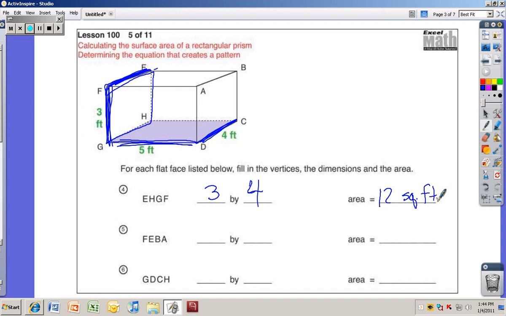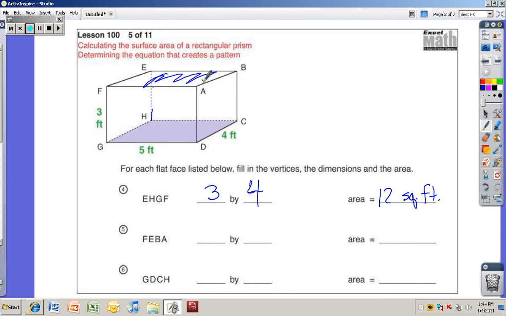FIBA. Let me get the markings off of here. Okay, so where's FIBA? Do you see FIBA? What part of the rectangle is FIBA? Bottom, top, side, front, back? Top. Top, right? Right up here.